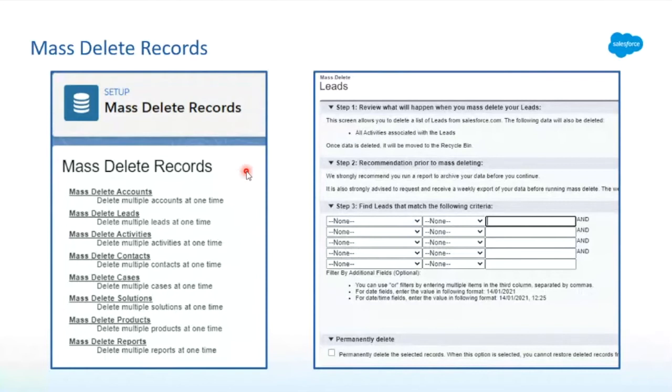So for data loader, we need to do two steps. First is to extract the data with that particular filter criteria, what you need to delete, and it will give you all the records out with the Salesforce IDs. And then you can use the delete operation using data loader and pass those Salesforce IDs in that CSV file, and it will delete those records with those particular Salesforce IDs you have. But this tool gives you the feature directly. You just filter it and then delete it. You don't need to do a two-step thing here in the mass delete record tool.